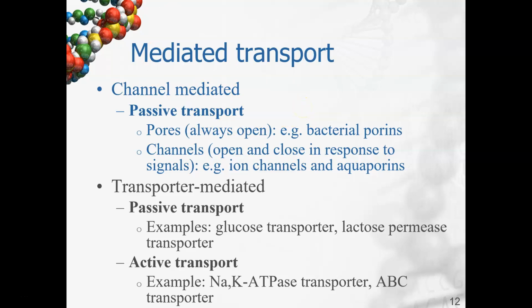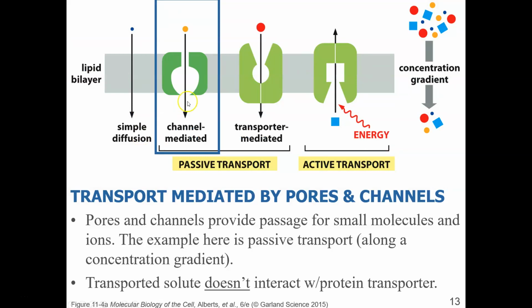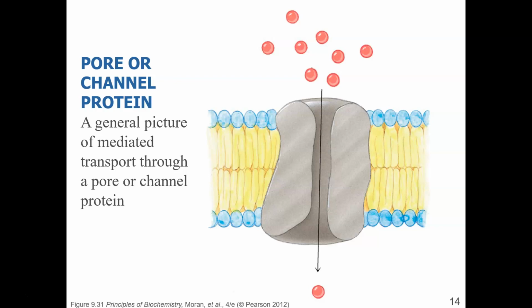So let's look at some examples. We can first look at channel mediated. Pores and channels provide passage for small molecules and ions. Here, the example in this diagram is passive transport, where we're going along a concentration gradient. And in general, the transported solute doesn't interact with the protein transporter. Here's another cartoony kind of picture that shows these red small solute molecules going across a pore or a channel and going along the concentration gradient.